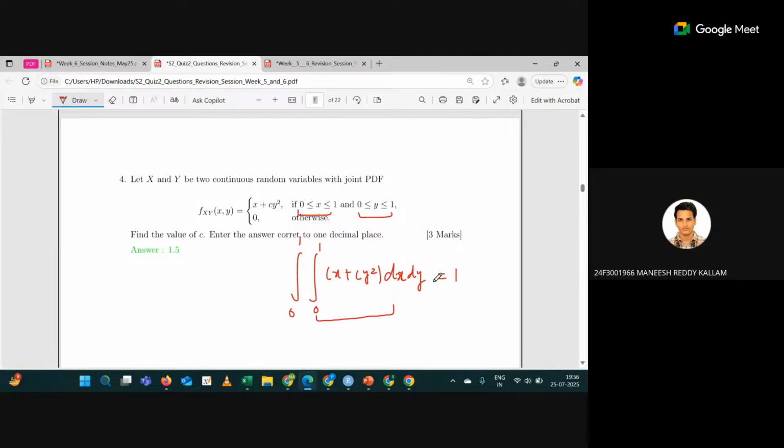Coefficient before x is 1. It's not given like c, sir. You have written cx plus cy square, no? No, this is a bracket. Excuse me, sorry. Just keep one second. If you are writing dx here, the first integration limit should be for x, and this is dy, so the limits on the second integral should be for y.